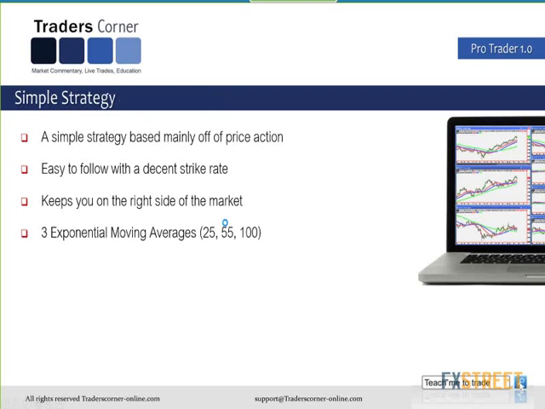Okay. So I want to teach you a simple strategy. It's a simple strategy that's based mainly off of price action. It's easy to follow. It has a decent strike rate. So you're talking sort of between 55 to 65% strike rate. It's a strategy that keeps you on the right side of the market, and you only use 3 indicators.